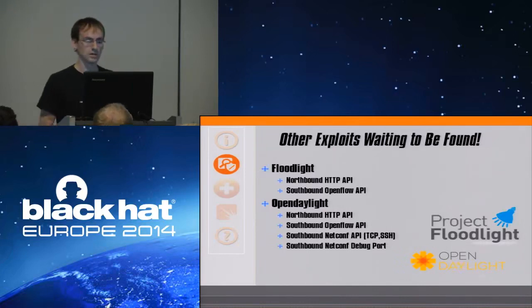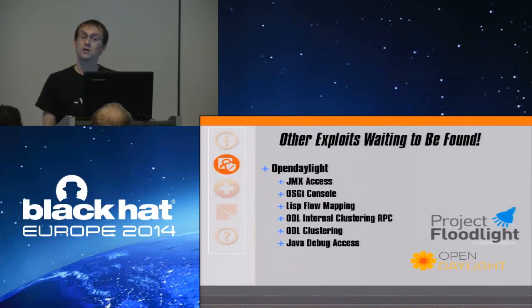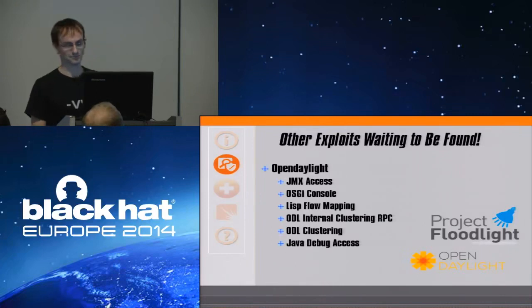All right, so there's also the southbound OpenFlow API. OpenDaylight has a whole lot of other services. We talked about the SSH version of the netconf API. We have the usual suspects we talked about: the northbound HTTP API, the OpenFlow API, and the southbound netconf debug port. Debug ports. All right, so JMX access, OSGi console, a whole lot of other services. What do you know? They're also XML based, and they're being run by Java. So you can guess what you might find there. So go out there, find them. We've got to poke at these things.